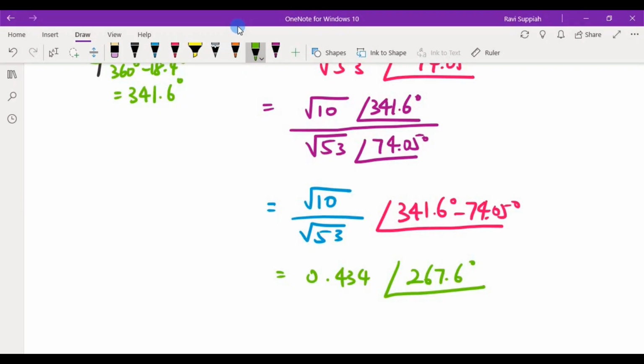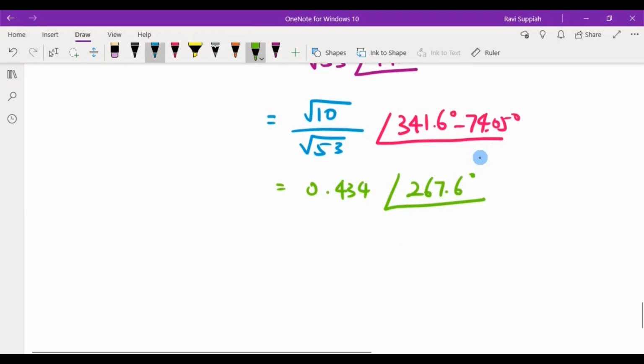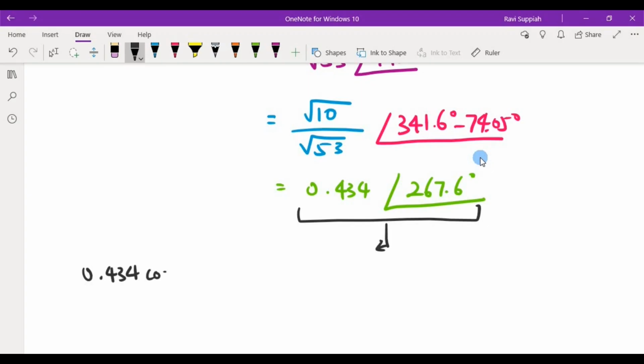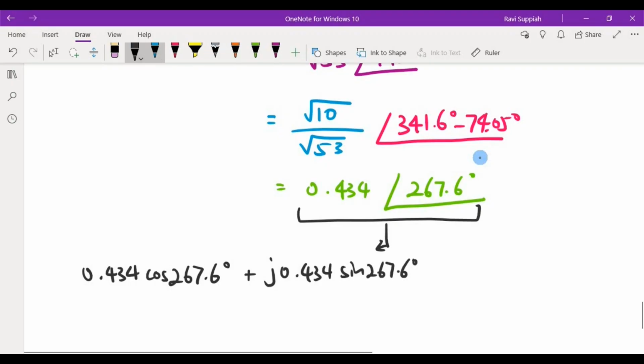Okay, if you were to convert them to the rectangular form, you can do that, and what you will get is 0.434 cosine 267.6 degrees plus j 0.434 sine 267.6 degrees, and that would give you minus 0.018 minus j 0.434.